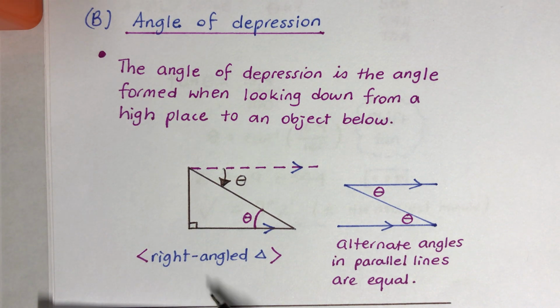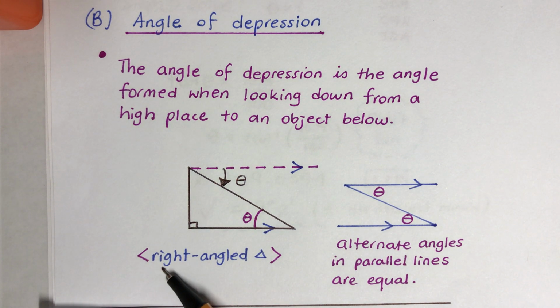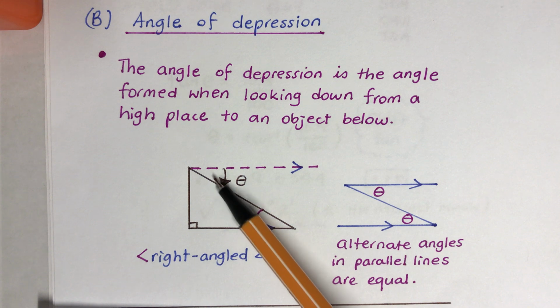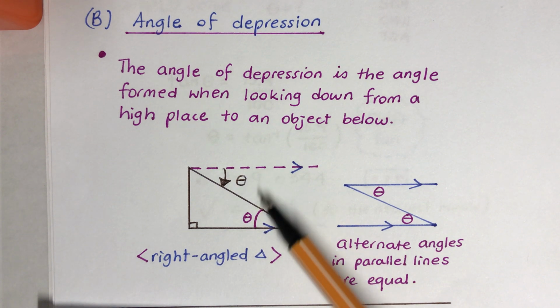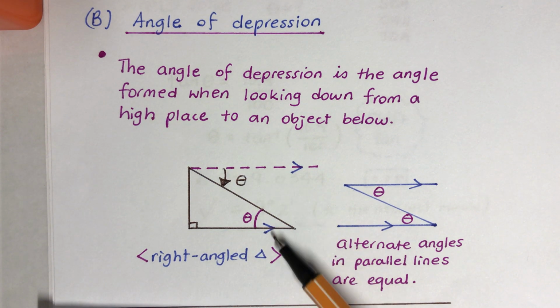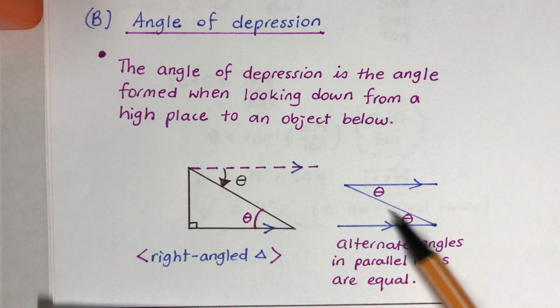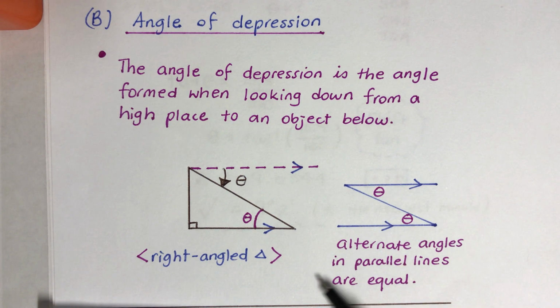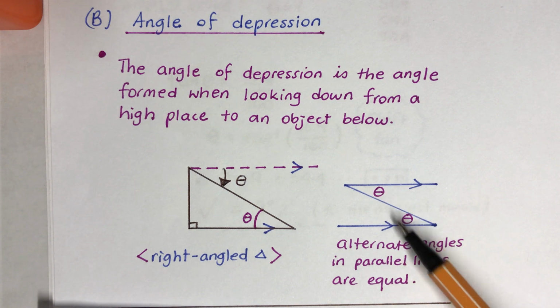Okay, now both of them again use the right angle triangle. As you can see, the top and the bottom are parallel to each other, and we can see these are alternate angles in parallel lines, and therefore they're equal.